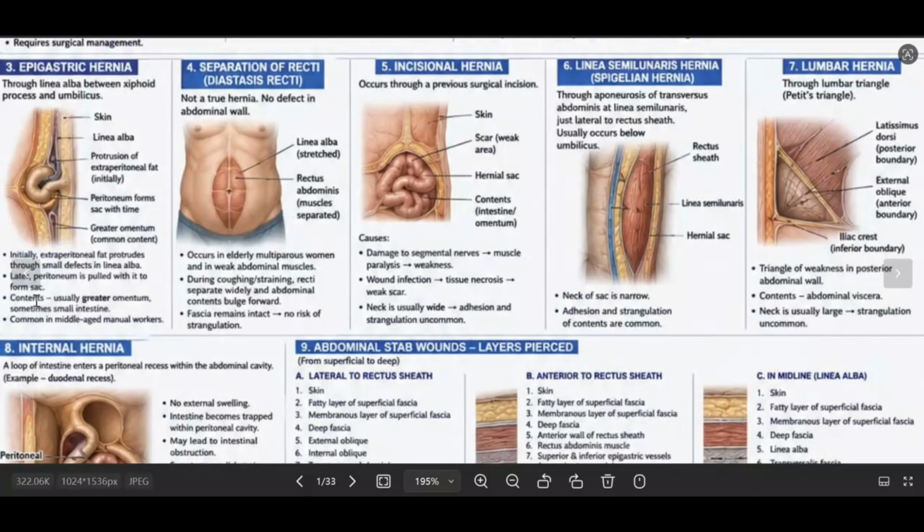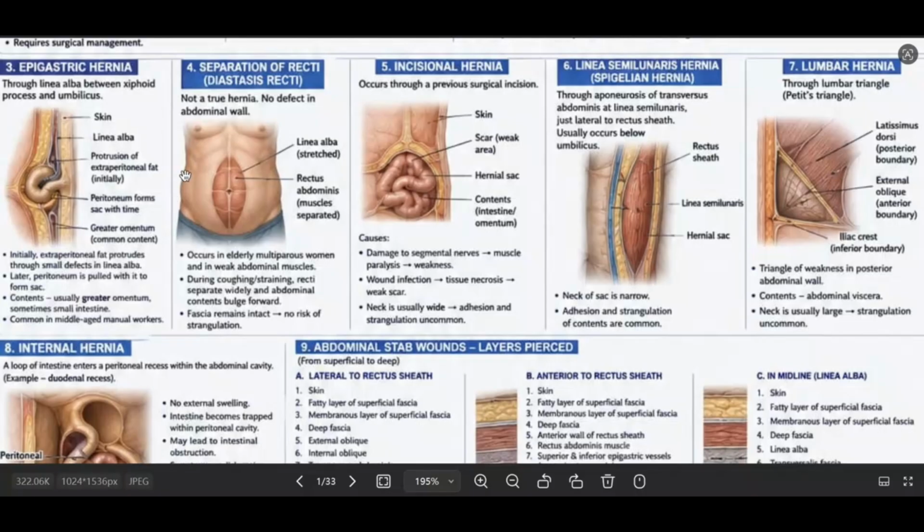Now what are the contents of the epigastric hernia? It usually contains the greater omentum, as I already mentioned, and occasionally the small bowel, or small intestine. The patient presents with a small swelling that is painful on coughing. When you ask the patient to cough, it is painful. It is common in middle-aged manual workers. The reason is that repeated increases in intra-abdominal pressure weaken the linea alba, and that leads to small defects in the linea alba.